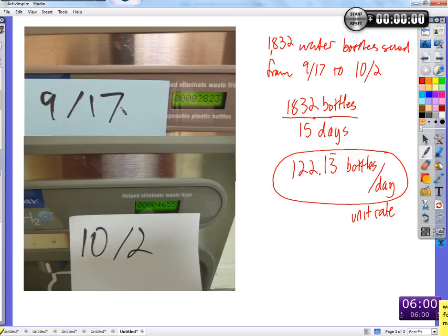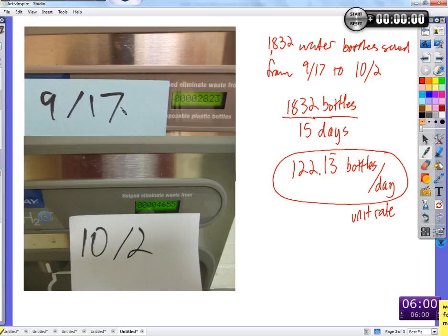126. From today or from September 17th? Oh, right, from September 17th. Well, which one are you? From today? Yeah. Well, okay. It's 125.773. Okay.